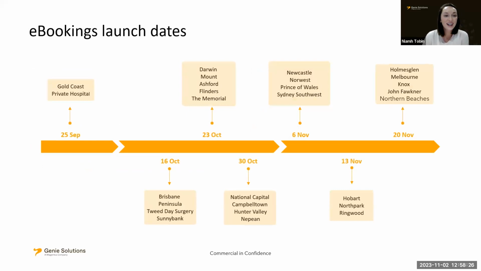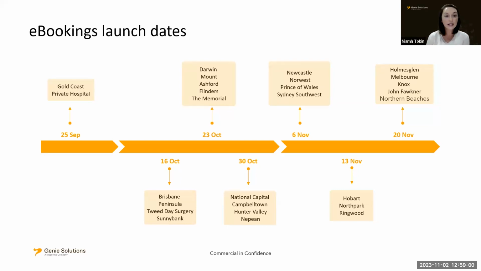So just to give you an idea of launch dates. As I mentioned, we ran our pilot since May at the Gold Coast Private Hospital, but we did a full rollout there in September. Then across October, we've gone live at Brisbane Private, Peninsula, Tweed, and Sunnybank. Last week, we went live at Darwin Private Hospital, Mount, Ashford, Flinders, and the Memorial. This week, we've gone live at National Capital, Campbelltown, Hunter Valley, and Nepean.